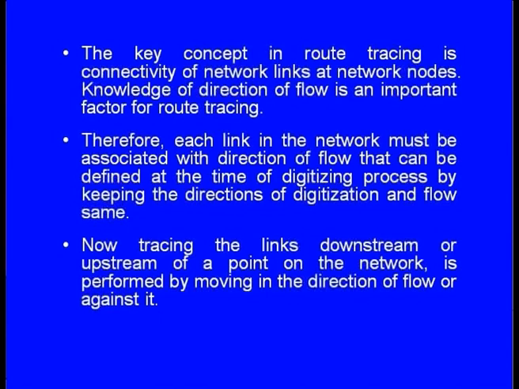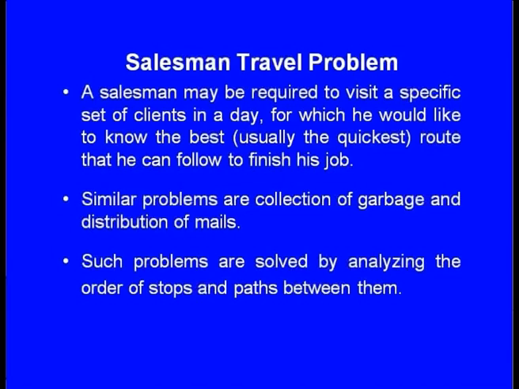Now, tracing the links downstream or upstream of a point on the network is performed by moving in the direction of flow or against it. Another problem is the traveling salesman problem. A salesman may be required to visit a specific set of clients in a day, for which he would like to know the best, usually the quickest, route that he can follow to finish his job. Similar problems are collection of garbage and distribution of mail. Such problems are solved by analyzing the order of stops and paths between them.